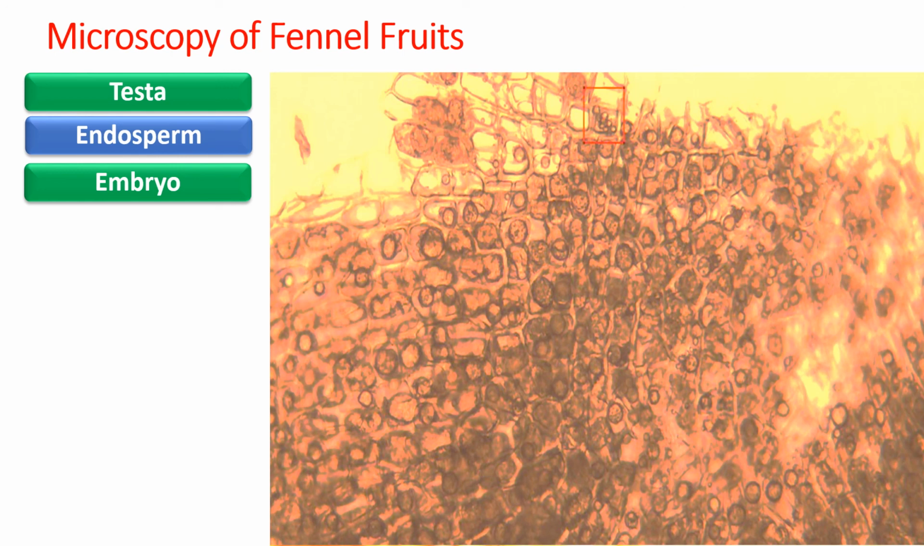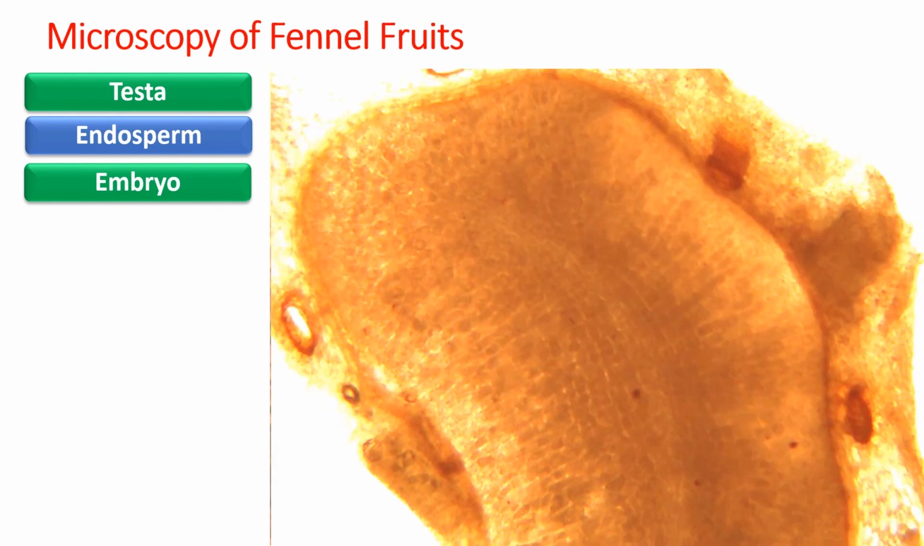Sudan red 3. The centermost zone of the seed is occupied by a D-shaped or a semicircular embryo. Embryo is the young one of the plant, and upon consumption of this endosperm food or nourishment, it will give out the radicle and plumule, and it will develop into a new plant. So this is all about the fennel fruits.